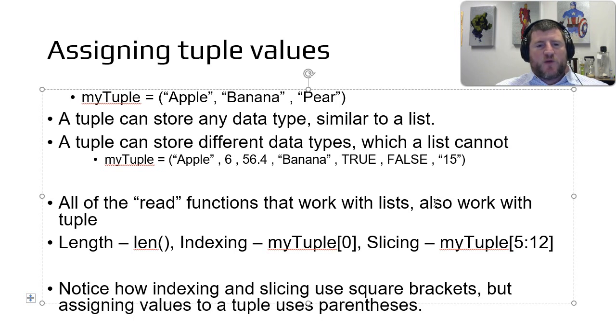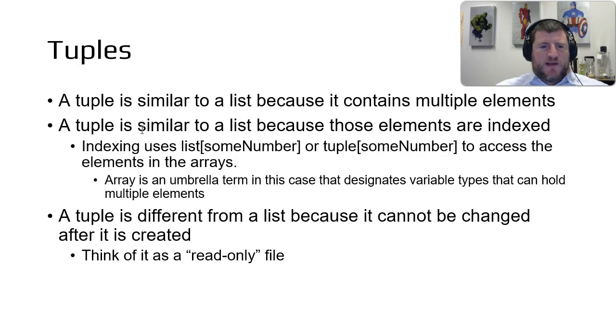Now, the issue with a tuple that's different is that it cannot be changed after it's created. So you think of it as like a read-only file. Once you create a tuple, that is the only thing that can be in it. You can't add values, you can't remove values, you can't change values. Once you create it, that is the entire thing.